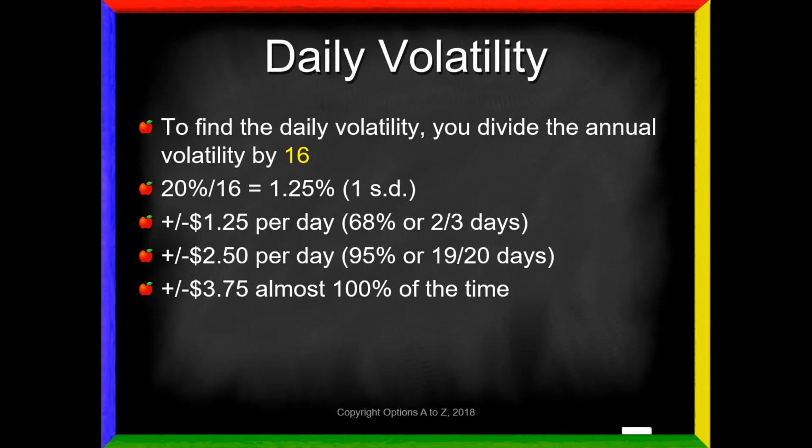Now, please don't confuse this to mean, therefore, it can move $3.75 today, $3.75 tomorrow, and we can scale it out times 10 for the next 10 days. The math doesn't work out that way. You have to remember this is a daily volatility, but it will at least give you a sense of just how much you can expect for your stock price to move in a day.